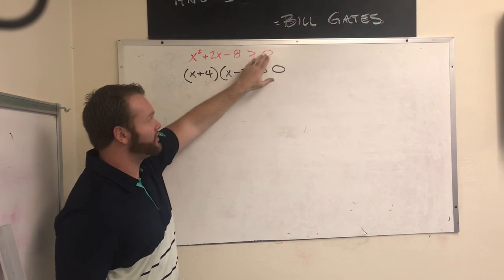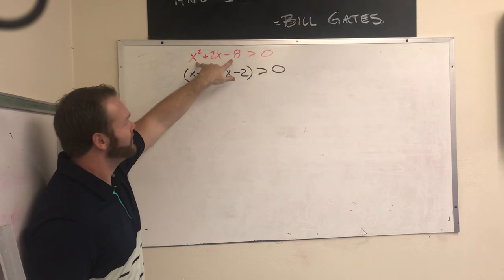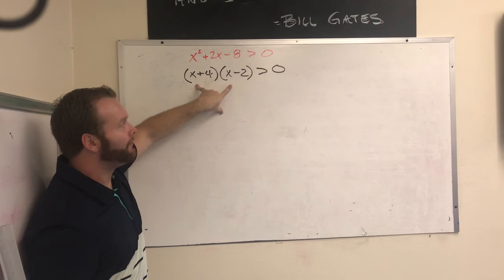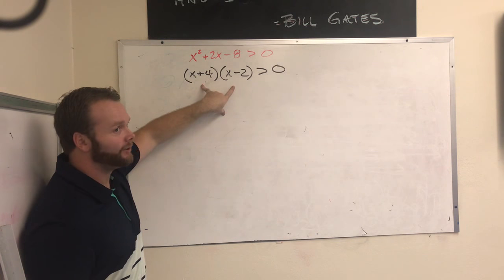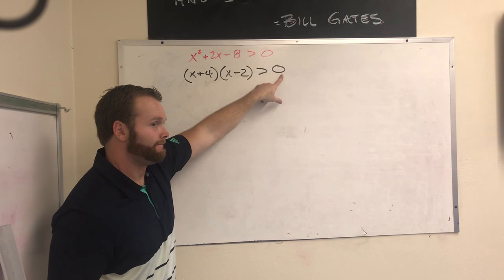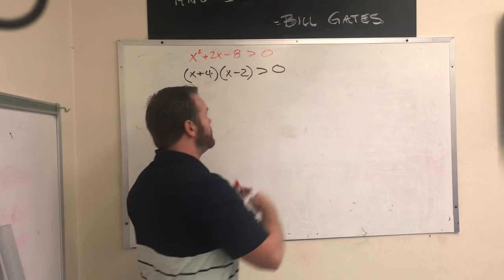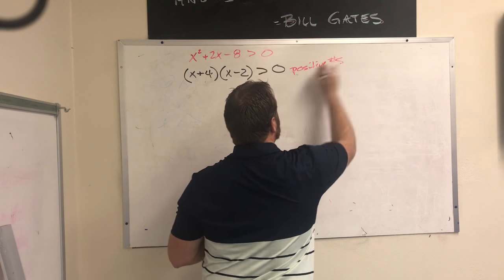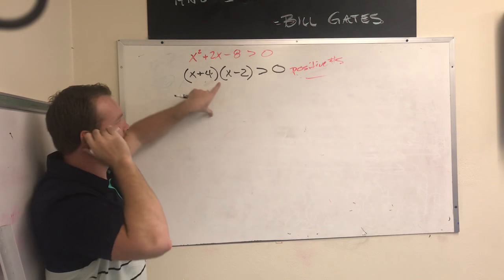If this was equal to 0, we would set this up as ax squared plus bx plus c equals 0. We would factor that. But after we factor it, this is where it gets a little bit different. Because what does greater than 0 mean? Positive numbers. So we're looking for positive numbers. That's what that means. Greater than 0 means positive numbers.